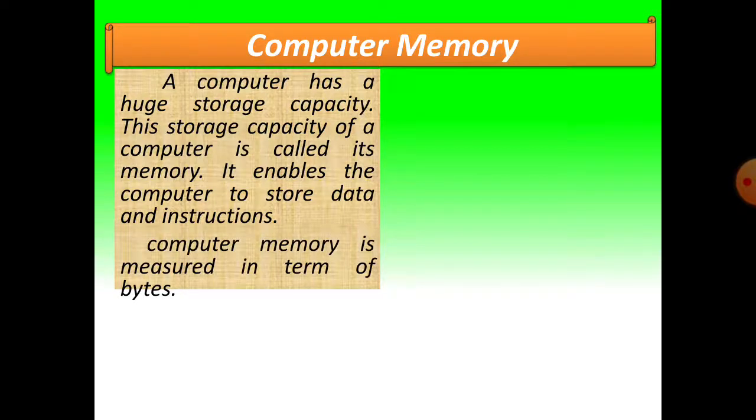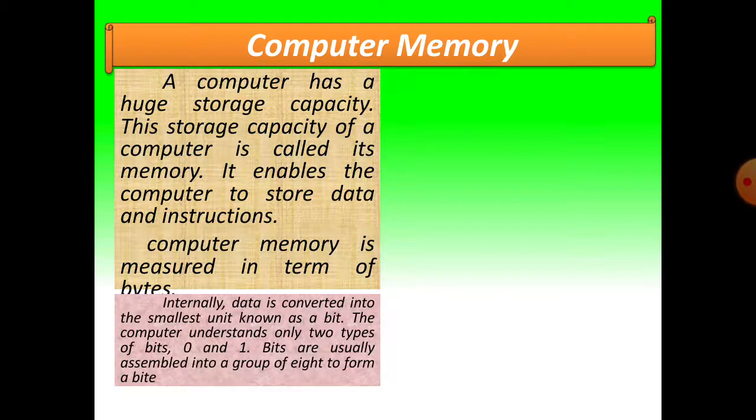Computer memory is measured in terms of bytes. And what is a byte? Internally, data is converted into the smallest unit known as a bit. The computer understands only two types of bits, 0 and 1. Bits are usually assembled into a group of 8 to form a byte. So it means 8 bits form a byte, or 1 byte.